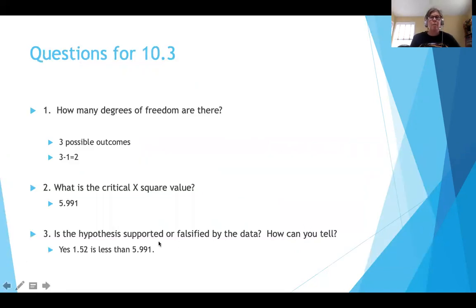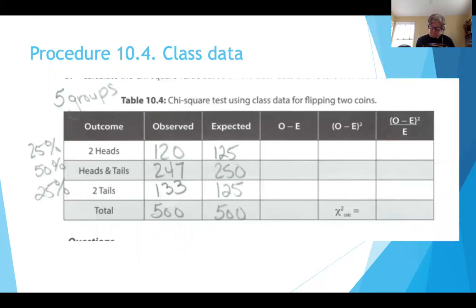Is your hypothesis supported or falsified? So again, yes, it's supported. All right, so I should have written, yes, it is supported. I just put yes. I was in a hurry. My brain was moving faster than my fingers could type. So yes, it is supported because 1.52 is less than 5.991. All right, so moving on to 10.4, now ask for your class data.